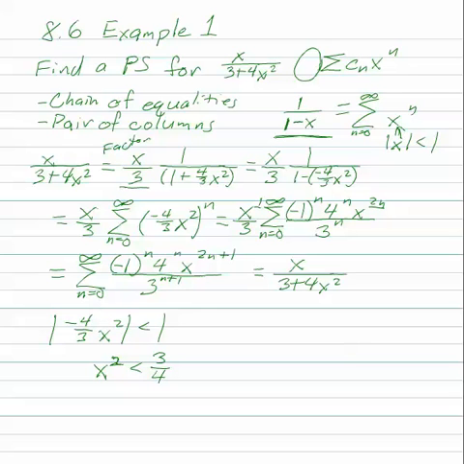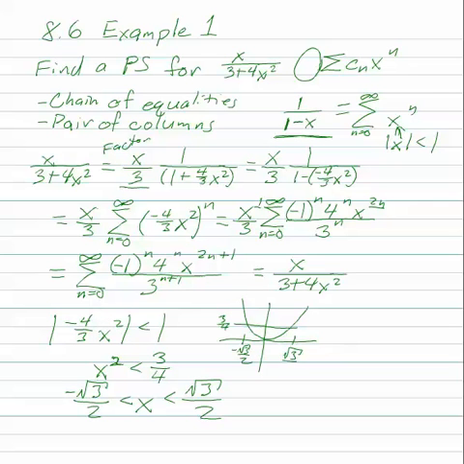And to solve this, you're going to have negative square root of 3 over 2 is less than x is less than square root of 3 over 2. If you think of the x squared function, you're asking when is this less than 3/4? It'll be from negative root 3 over 2 to positive root 3 over 2. So that's our interval of convergence. Since the geometric series doesn't include the endpoints, we don't include ours either. So our I is going to be negative root 3 over 2 to positive root 3 over 2. Okay, the next example will show you how to use a pair of columns.